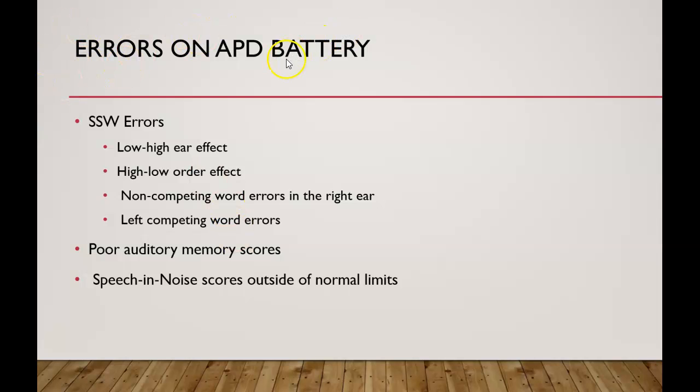Their errors on the APD battery are just the opposite. The bad ear is better than the good ear, and the firsts are better than the lasts on the order. They have errors in the non-competing right ear and in the left competing words. They have poor auditory memory scores, and their speech and noise scores are outside of normal limits. Kids with decoding don't have any trouble in noise. Kids with tolerance fading memory have significant issues with noise.